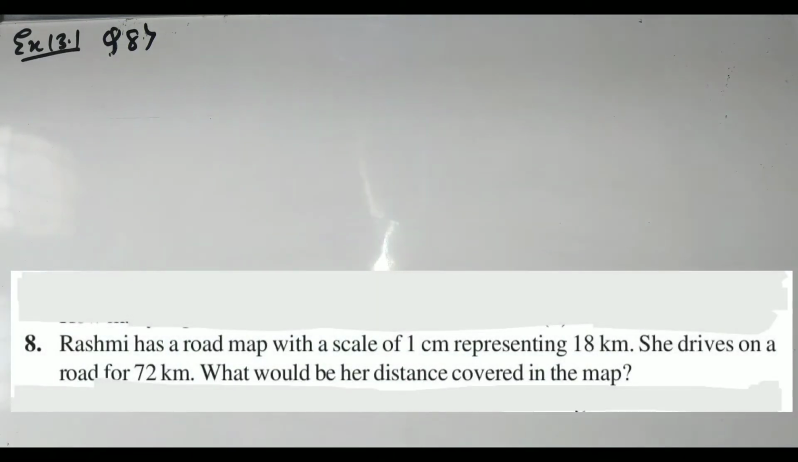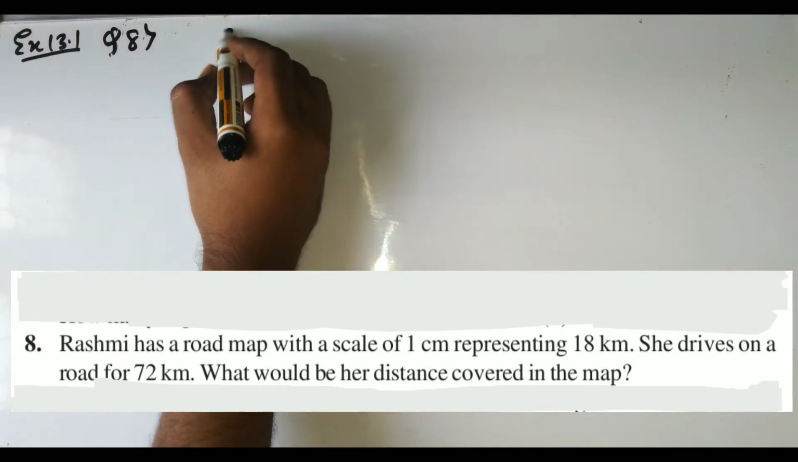Now moving further for the eighth part of the question, 13.1. It is said that Rashmi has a road map with scale 1 centimeter representing 18 kilometer. She drives on a road of 72 kilometer. What would be her distance? Simple question. So she has a road map in which scale is given as 1 centimeter. So I'll write scale first.